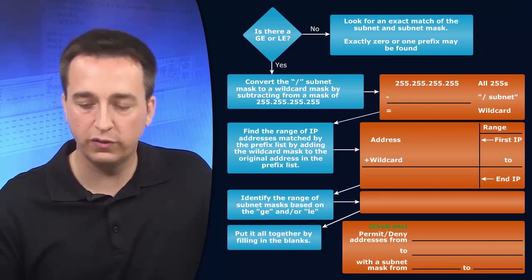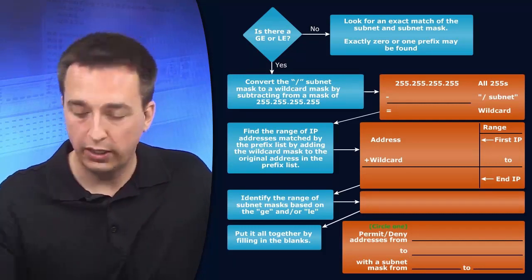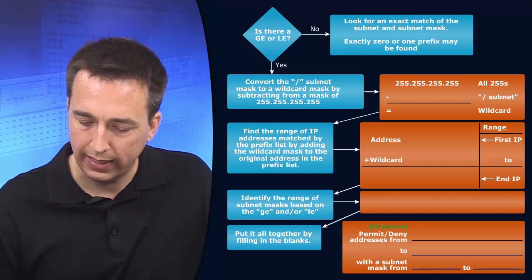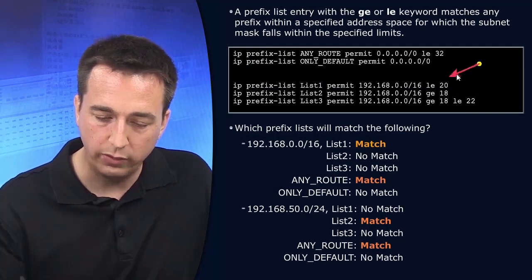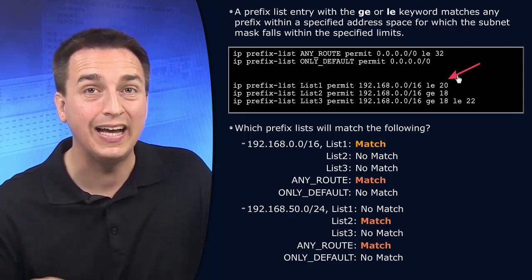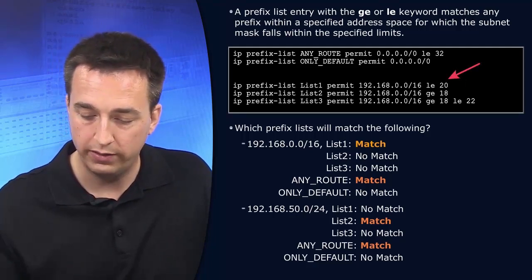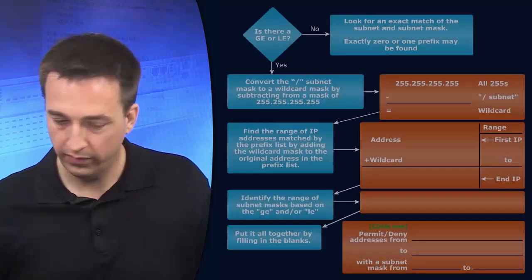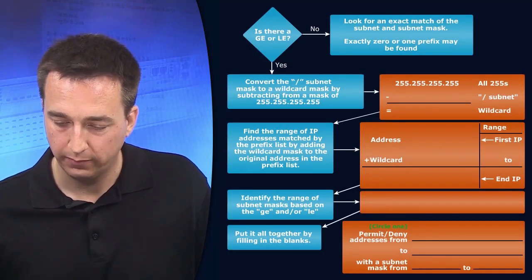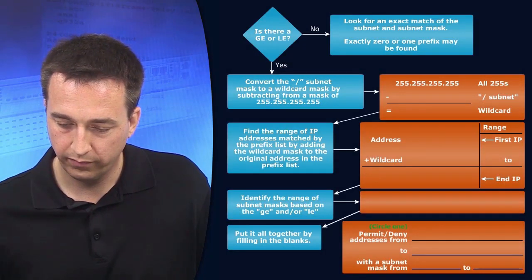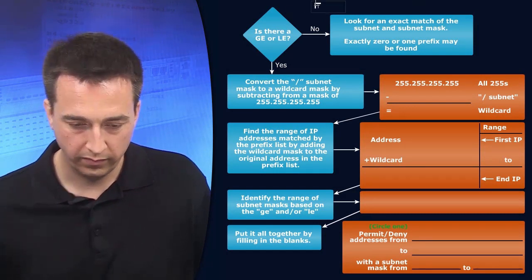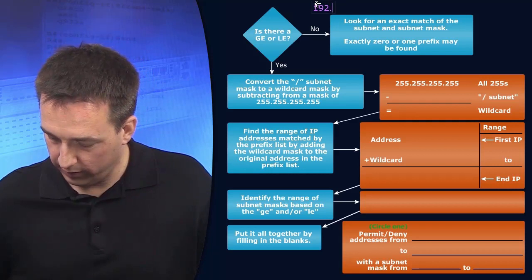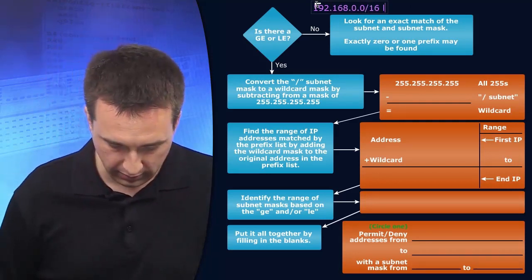Let's walk through this flow chart together using our example. So what is that example? Let's go back just to make sure. It is list number 1 that says 192.168.0.0/16 less than or equal to 20. So let's add that to the top here. So we have 192.168.0.0/16 less than or equal to 20.